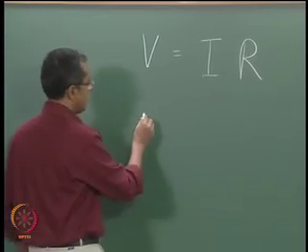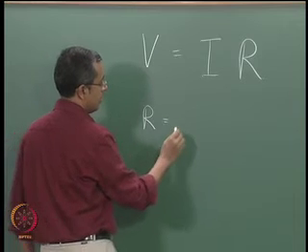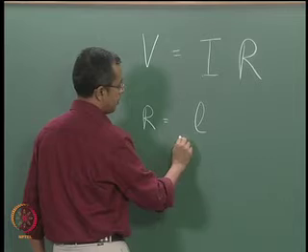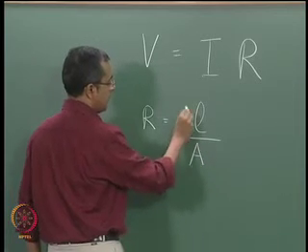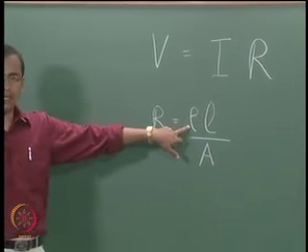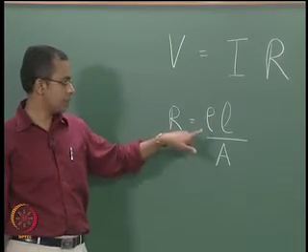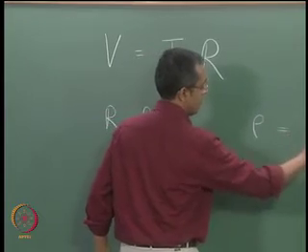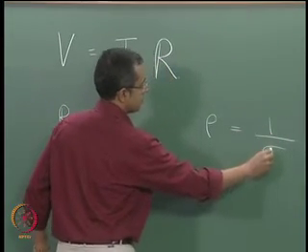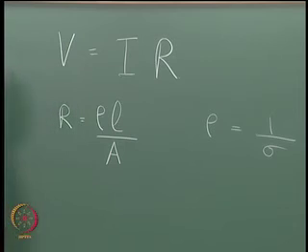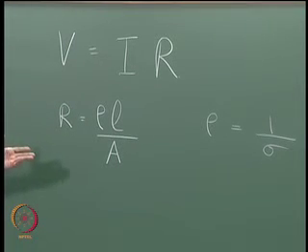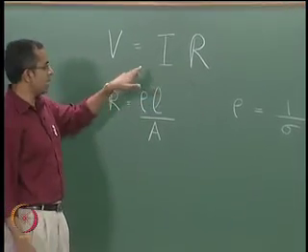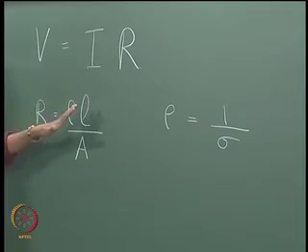So we actually find that R is proportional to the length of the sample, inversely proportional to the area of the sample, and there is a proportionality constant which is rho. This rho is the resistivity. So R is rho L by A, where rho is the resistivity, and rho is connected to conductivity simply as 1 by sigma. So this is the conductivity. Fine. This is all that we are interested in, and we understand that if there is a resistance in a circuit, as current flows through it, there will be a potential drop.